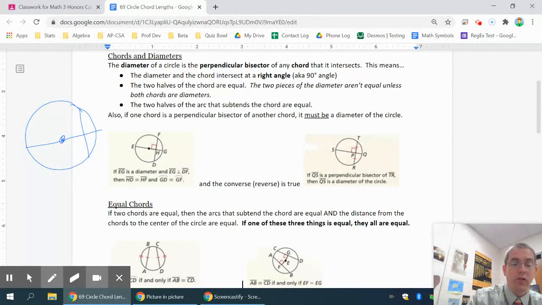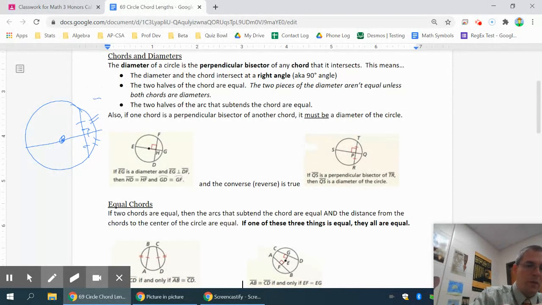Remember, a diameter is just a chord through the center of the circle, equal to twice the radius. By perpendicular bisector, I mean this is going to be a right angle, and these two pieces of the chord are going to be equal. Also, since these two pieces of the chord are equal, these two little arc measures are also equal. So if this arc measure over here is 50 degrees, this arc measure over here is 50 degrees. And if this part of the chord was 4, this part of the chord would be 4.